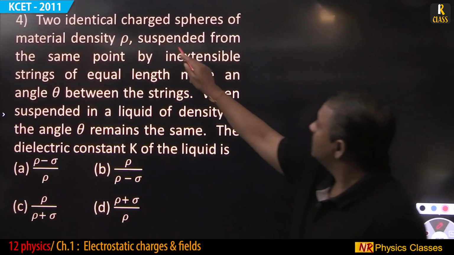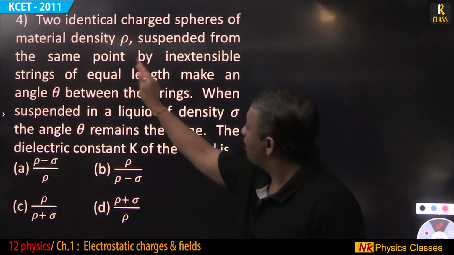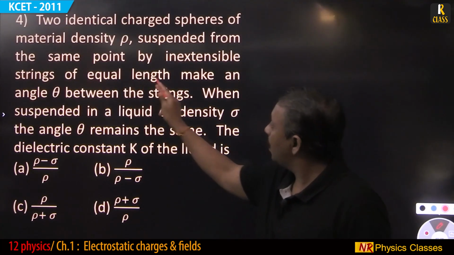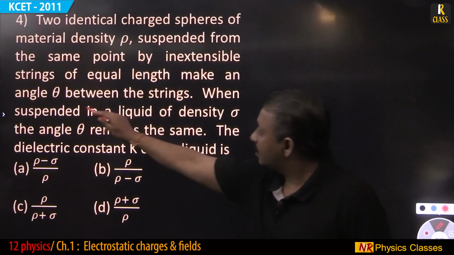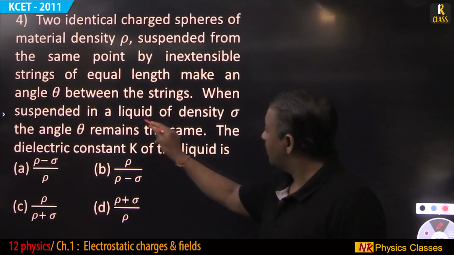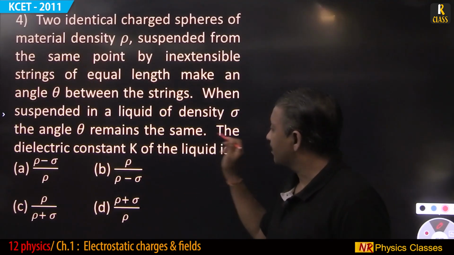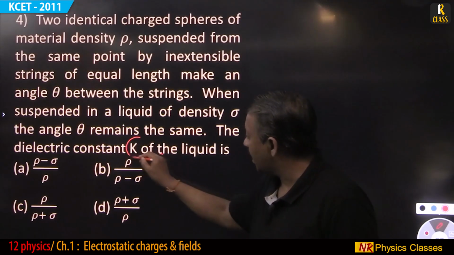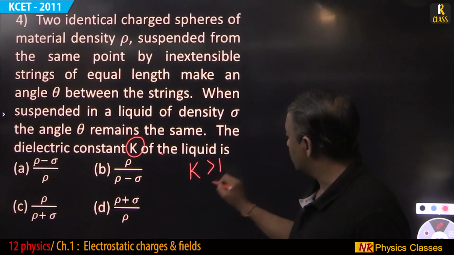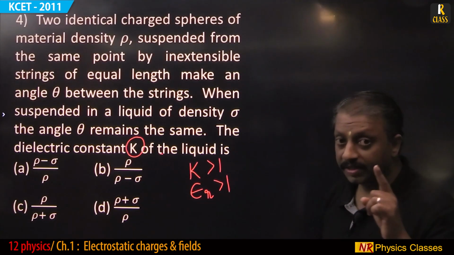Two identical charged spheres of material density rho suspended from the same point by inextensible strings of equal length make an angle theta between the strings. When suspended in a liquid of density sigma, the angle remains the same. The dielectric constant K. You know dielectric constant is always greater than 1, nothing but epsilon r is greater than 1.